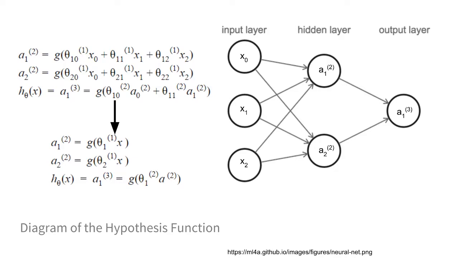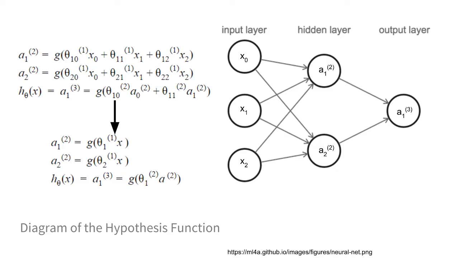The first one is a1 of 2 is equal to the function g with the input of theta 1 of 1 times x. Put into English, this means the first activation node in our second layer is equal to the sigmoid of the input data multiplied by the weights that belong to that node, which is theta 1 of 1. This is a simpler way we can express what's going on in our neural network.